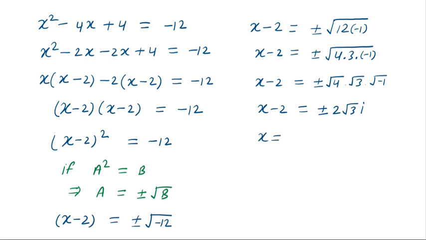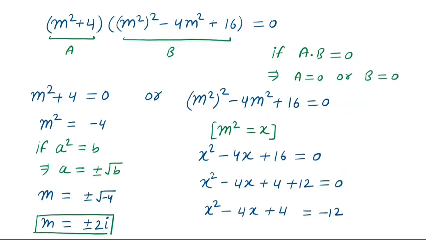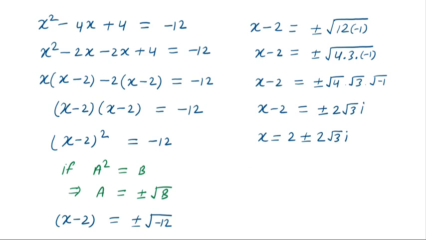Then x is equal to, taking this minus 2 to the right hand side, 2 plus minus 2 times square root of 3 times iota. Here the value of x is equal to 2 plus minus 2 times square root of 3 iota. But we know that x is m square. So replace this x by m square, which is equal to 2 plus minus 2 times square root of 3 times iota.